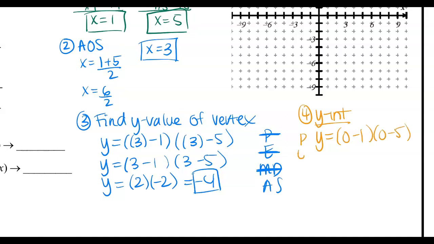We're still using PEMDAS, guys. A lot of students will tell me, oh, Ms. Tapia, I have to distribute. No, don't distribute anything. Please don't. Just use PEMDAS. So y is going to equal, in the parentheses, we're going to do 0 minus 1 and 0 minus 5. There's no exponent. I will need to multiply negative 1 times negative 5, which is just 5. We just found the y-intercept.